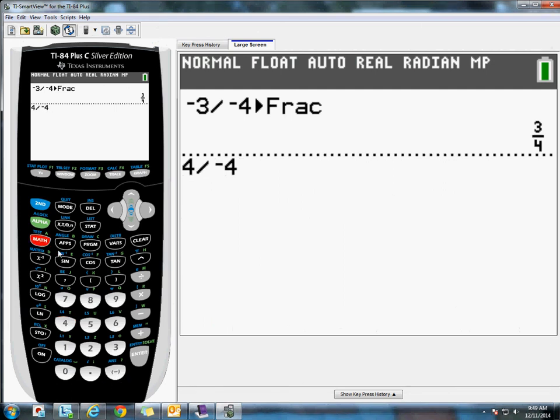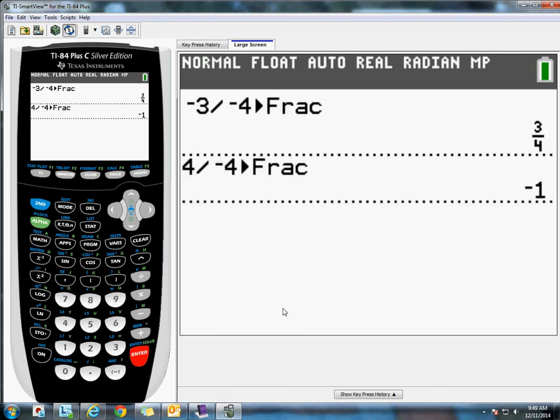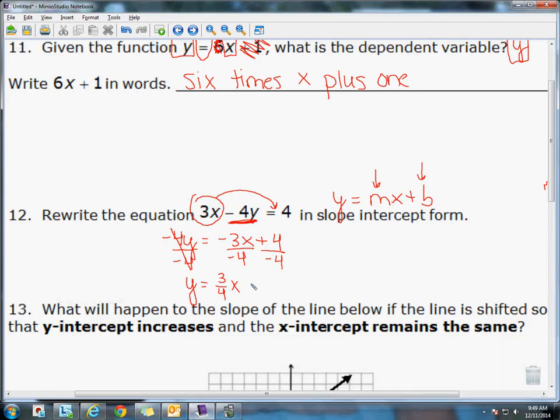And you can hit math, enter, and it's negative 1. So there's your equation in slope-intercept form. I'm actually going to take it a step further because the reason why you want it in slope-intercept form is so you can identify 2 things, your slope and your y-intercept. Slope is whatever your constant is in front of x, which is 3/4.